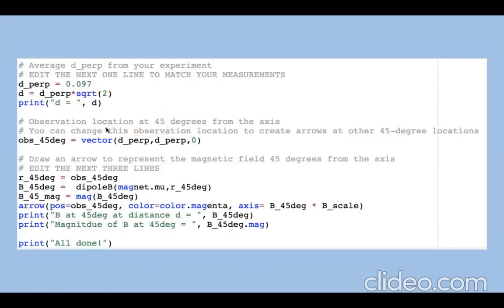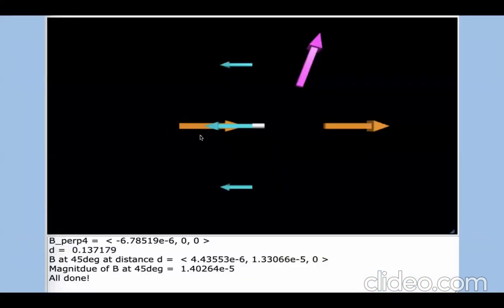And then this was pretty much part 3 of the experiment. Here we see our perpendicular distance, and to find the length of D, we just use the Pythagorean theorem. And down here, we were just printing out our values. And this was produced from my code.